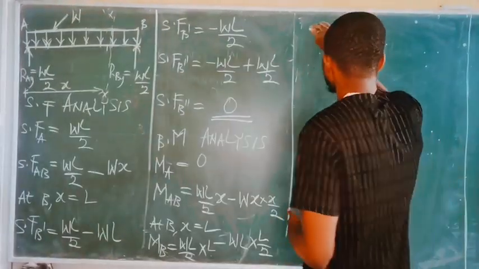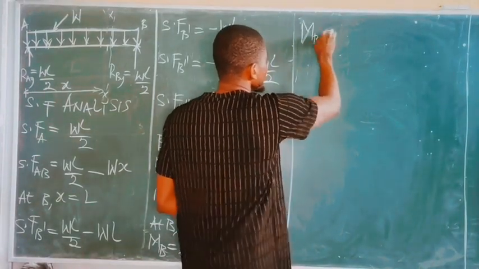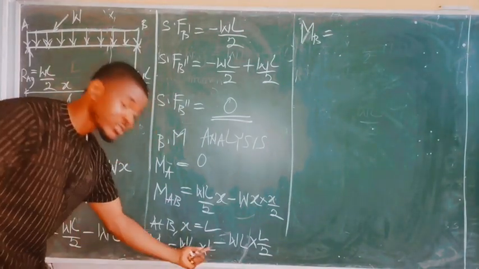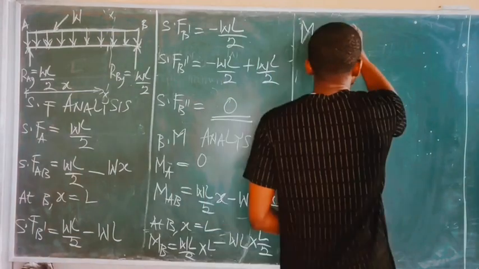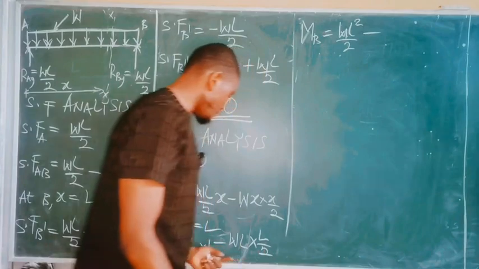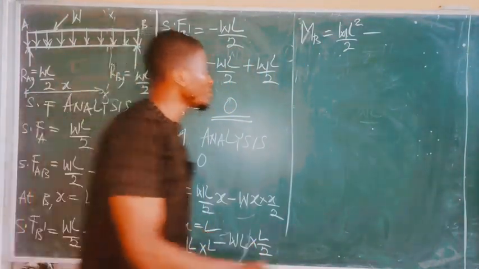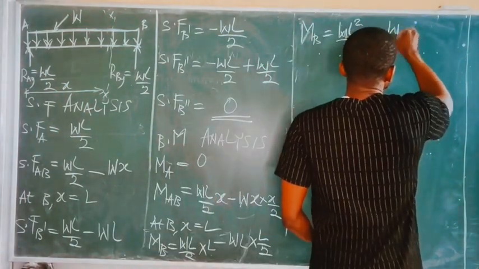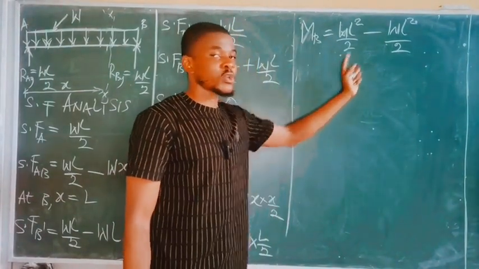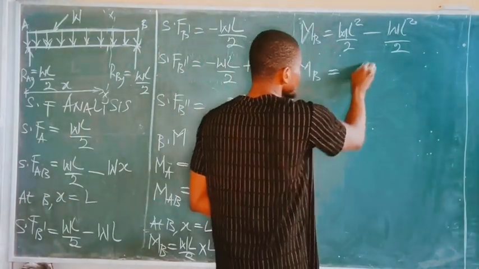So moment at B is now equal to, of course, here you have WL over 2 times L. L times L gives us L squared. So we simply have WL squared all over 2 minus. Same thing happens here. You have WL times L over 2. L times L gives us L squared. We still have minus WL squared all over 2. And of course, WL squared over 2 minus WL squared over 2 simply gives us 0. So moment at point B is equal to 0.